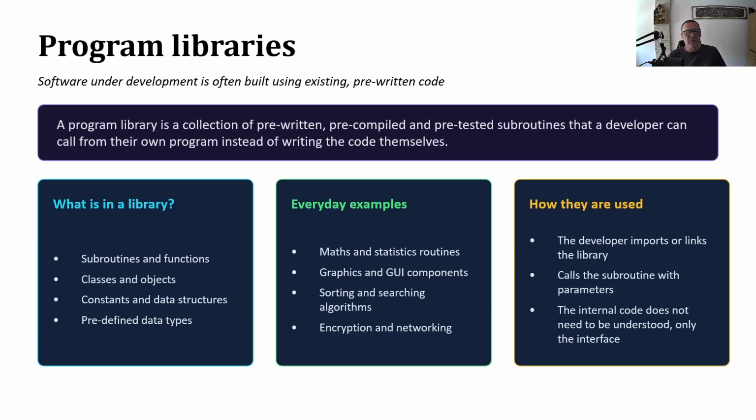So a library consists of things like subroutines, functions, classes and objects. Obviously that's for object-oriented programming that we'll look at later. It may have constants, data structures, predefined data types, and so on. So anything you might need that you could make pre-made could be stored in a library. Libraries exist for an awful lot of things like maths, graphics, algorithms like sorting and searching, encryption, network, and so on. Languages like Python, for example, have huge amounts of libraries available that can do all kinds of things.